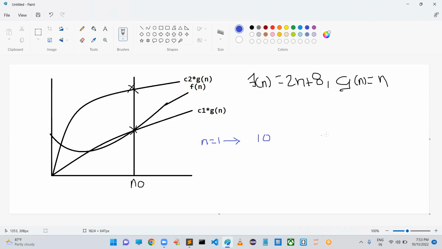What about g of n? It will become 1. For n equal to 2, what about f of n? 2 into 2 is 4, 4 plus 8 is 12. What about g of n? When n is equal to 3, 3 into 2 is 6, 6 plus 8 is 14. What about g of n? It is 3. This one is increasing drastically, so this one is also increasing.